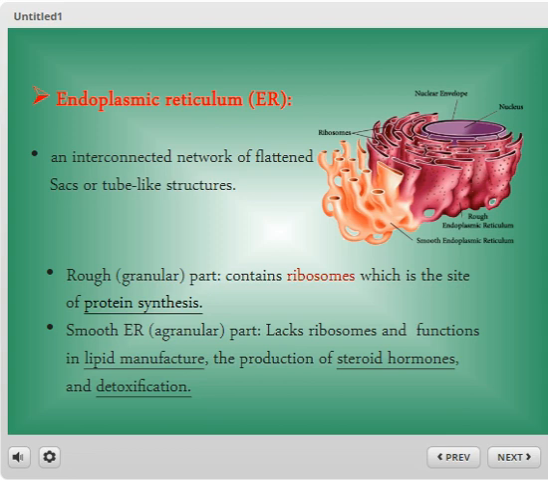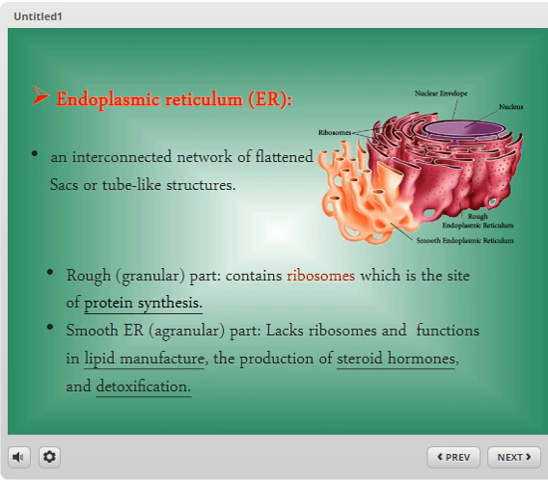The endoplasmic reticulum is an organelle located in the cytoplasm, and this organelle is an interconnected network of flattened sacs and tube-like structures. We have two types of endoplasmic reticulum, or ER: rough endoplasmic reticulum, or granular endoplasmic reticulum. This type of endoplasmic reticulum contains ribosomes, which are the site of protein synthesis.